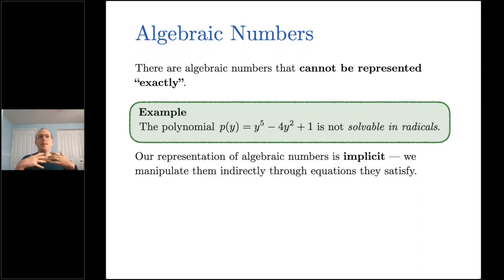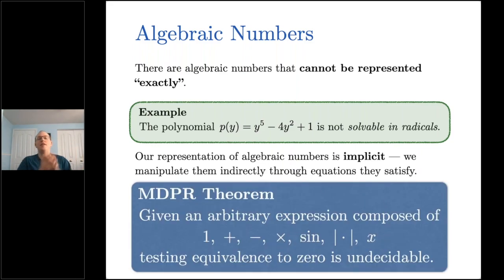And so our representation of algebraic numbers is implicit, right? We can talk about the roots by using this polynomial they satisfy and some extra information without actually going and writing down explicitly what they are. And now, in general, when you're thinking about manipulating numbers, you have to be very careful.